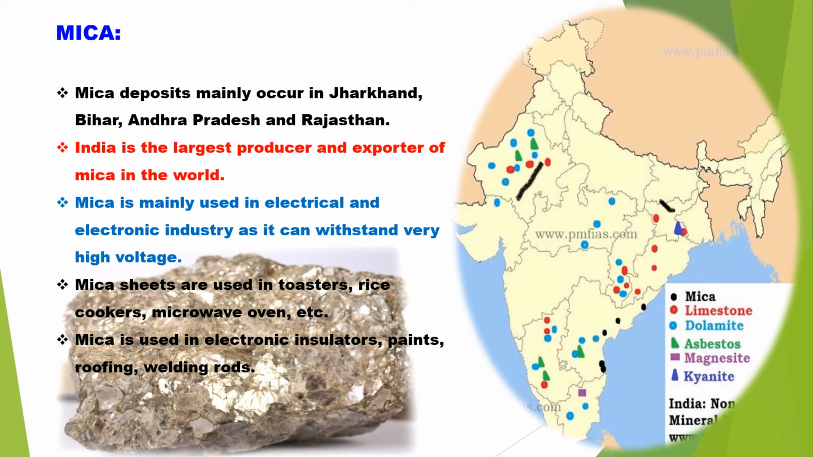Mica. India is one of the world's largest producers of mica, and high deposits and distributions of mica are found around Bihar, Andhra Pradesh, Rajasthan, and Jharkhand. Mica is mainly used in the electrical and electronic industry and can withstand very high voltage. Therefore, mica is used in the electronic industry as insulators, and it is used in fans and welding rods.